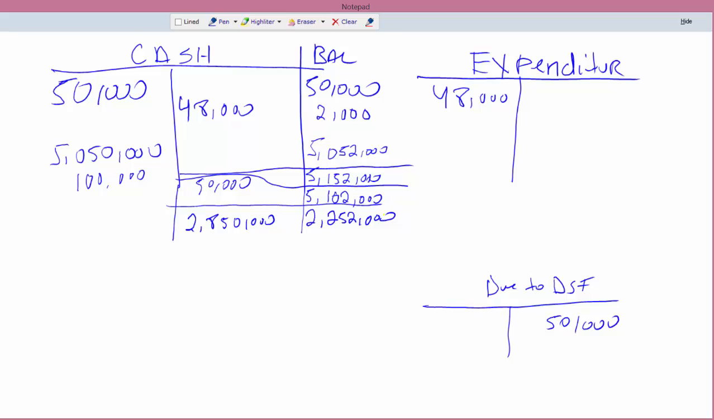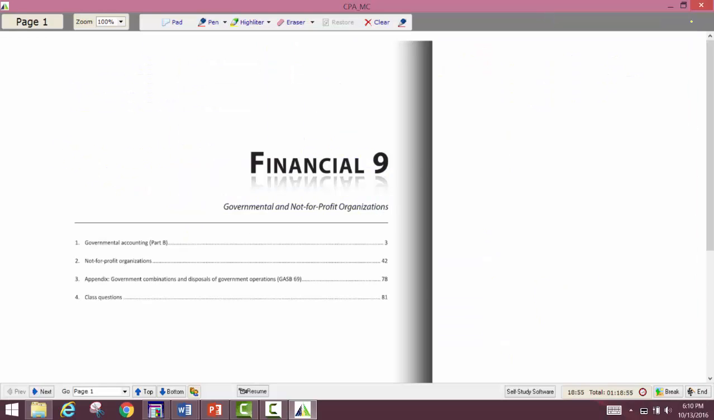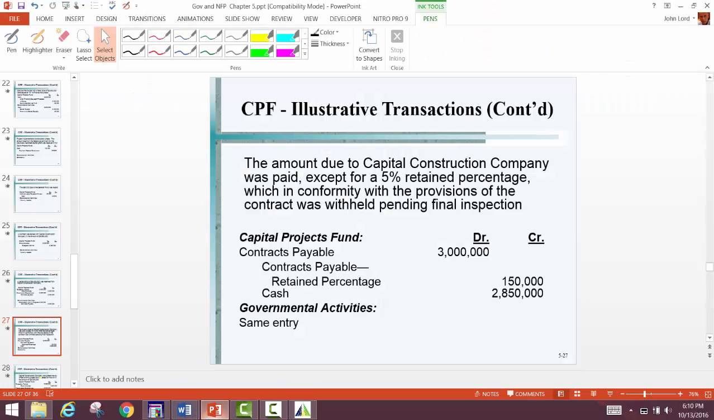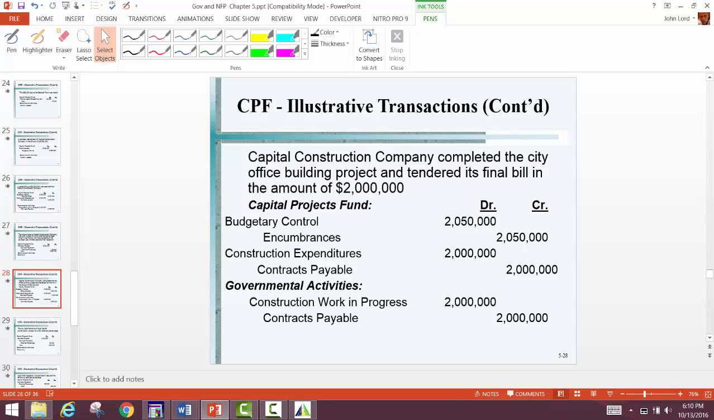We're building this project. The guy comes back a little bit later and says, okay, we're done with the project now. We're going to bill you. This is the final bill. Since we encumbered $5,050,000, and we have now spent $5 million on this project, we reverse the encumbrance for the remaining amount that hasn't been unencumbered. Debit budgetary control, credit encumbrance, debit expenditure, credit contract payable for the actual amount, right?